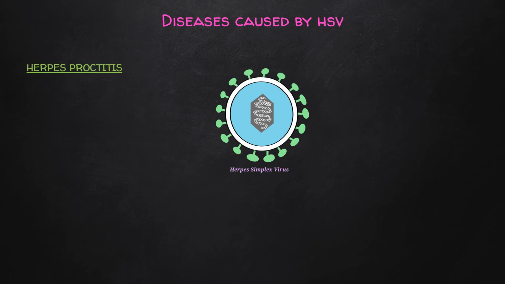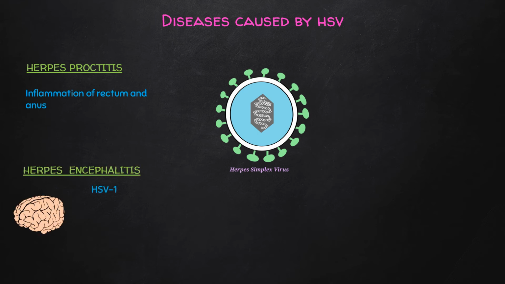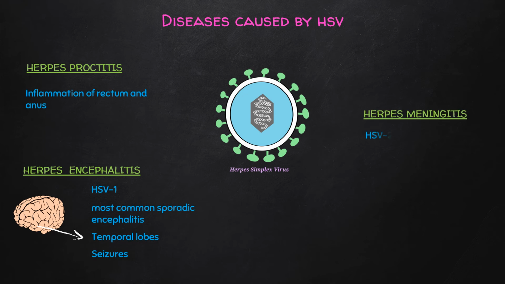HSV encephalitis is usually the result of HSV1 infection and is the most common sporadic viral encephalitis. HSV encephalitis is a febrile disease and may result in damage to one of the temporal lobes. As a result, there is blood in the spinal fluid and the patient experiences neurological symptoms. HSV meningitis is the result of an HSV2 infection. The symptoms of meningitis caused by HSV seem to resolve spontaneously.